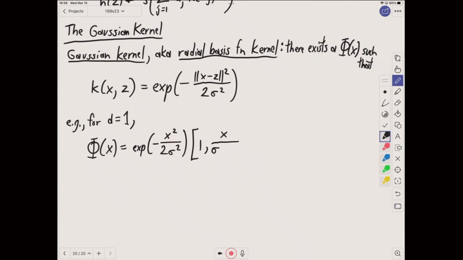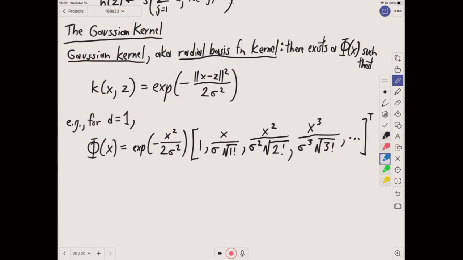sigma times that scalar. But I'm also going to throw in a square root of 1 factorial. Well, that's just 1, but you'll see why that's there in a second. The next term is x squared over sigma squared times the square root of 2 factorial. The next term is x cubed over sigma cubed times square root of 3 factorial. Now, this goes on forever. So this is a vector having infinite length, an infinite number of components. The components get smaller and smaller as you go down the line.